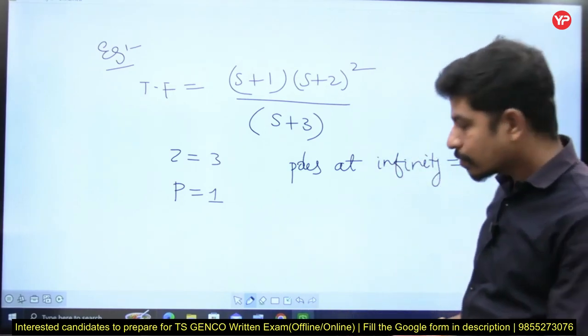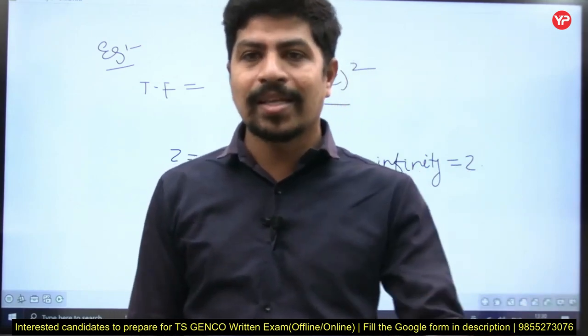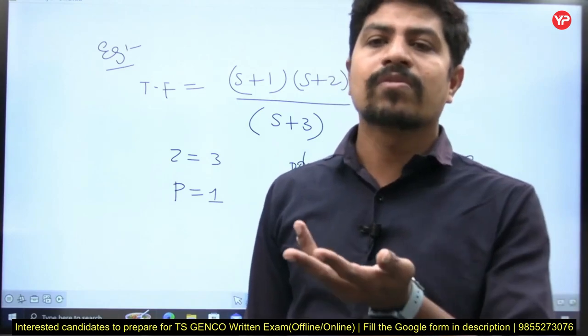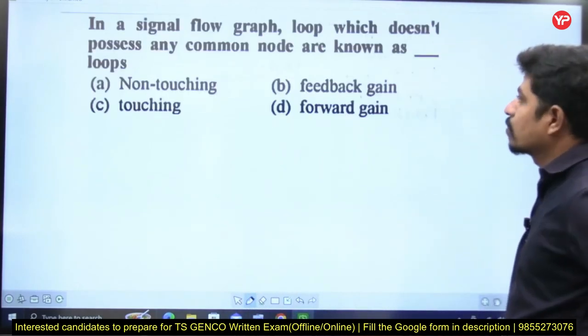Clear? The number of poles or number of zeros at infinity is equal to m minus n or n minus m, where m is the number of poles and n is the number of zeros, over and above the finite poles and finite zeros. Right? Let's go to the next question.